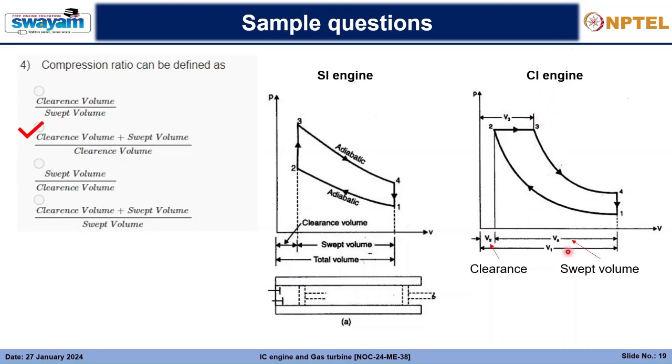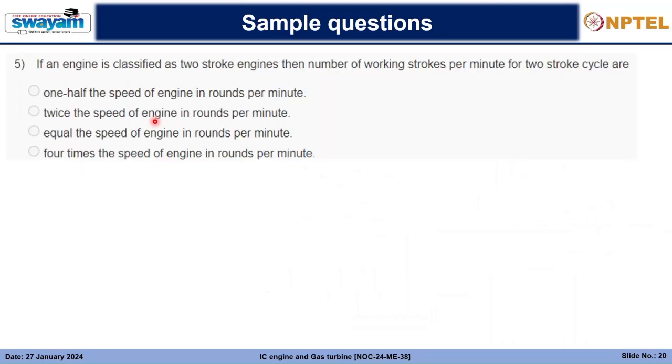Similarly, this is the CI engine, so here also clearance and swept volume are present, and this is the formula that you will be using. Then, if an engine is classified as a two-stroke engine, what is the number of working strokes per minute of the two-stroke cycle? I have explained this in the previous part. If there are n revolutions in 1 minute, and per revolution we have one power stroke or working stroke, then n working strokes will be present per minute. So that equals the speed of the engine in rounds per minute. That is making it quite clear, I think.